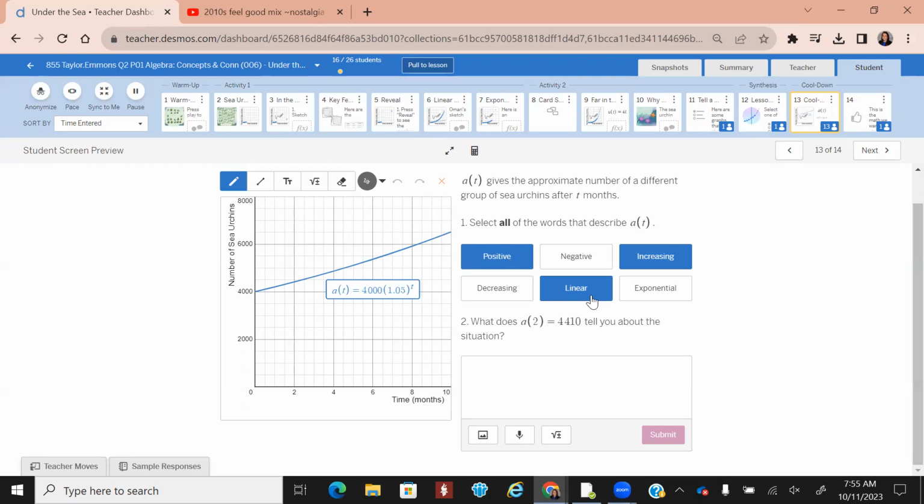Okay, look at the equation really quick. Is there an x in the exponent, or is there a variable in the exponent? Is there a t that's up in the exponent? Yes. So is that linear or is that exponential? It's exponential. So this one should be exponential.